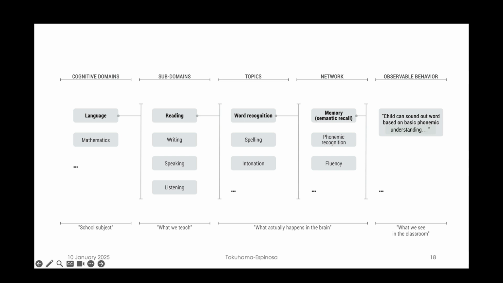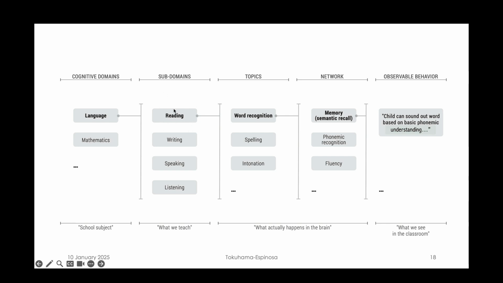The child can sound out the word based on the phonetic understanding, okay? But what's going on in the brain between just this overall goal of language and this one single ability? There's a whole lot of other things going on when we break down language into, what are we talking about? Okay, we're talking about reading, not writing or speaking or listening. We're just talking about reading. And what does that mean?